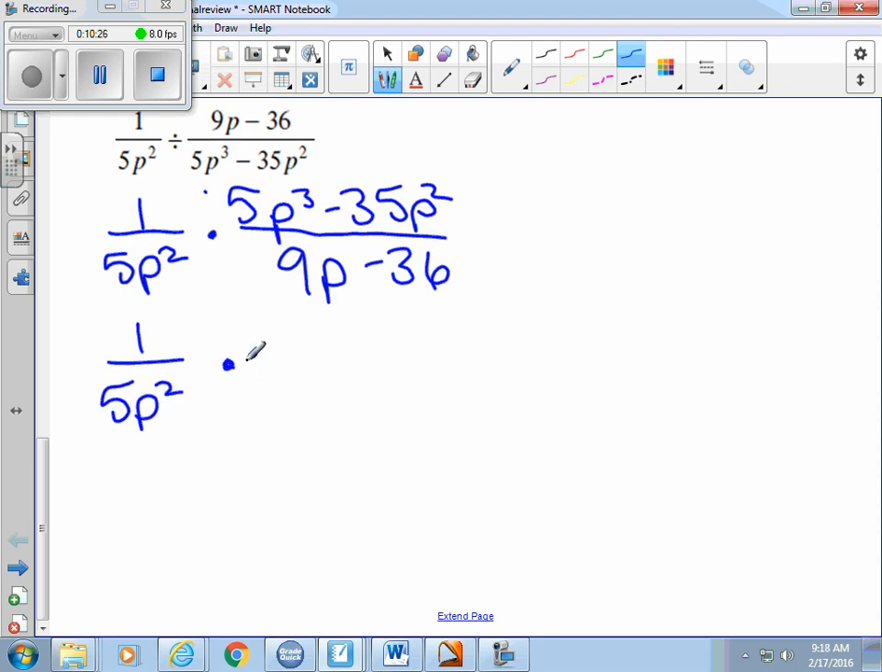5p squared is already factored. Remember, factoring is writing as multiplication. 5 times p squared is already factored. So I can take out a 5p squared in the top. I would be left with p minus 7. Does everyone agree with that? Yes, no, maybe?